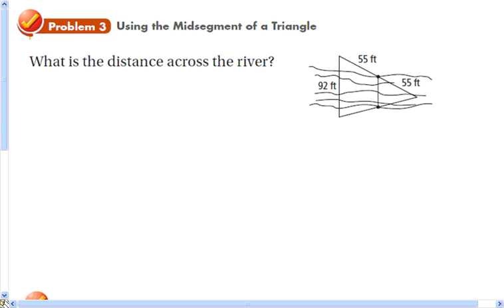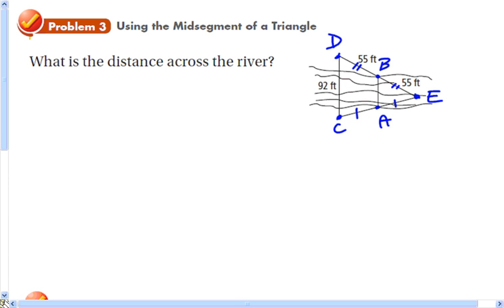All right, what is the distance across the river? To do this problem, I'm going to label just a couple points so I can talk about different parts. So let's label this C, this D, this point B, this point A, this point E. It doesn't tell you this, but we're going to have to assume something to figure this out. We're going to have to assume that this is the midpoint between points E and C. We don't have to assume this. We know 55 is the same as 55.